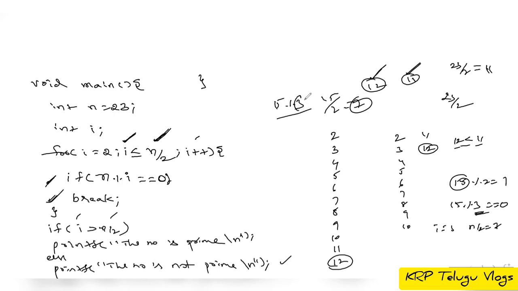So what is I value? I value is 3 only. So what is n by 2 value? 15 divided by 2 is nothing but 7. So 3 is less than 7. So we can say that the number is not prime. Clear? Yes, sir. Understood or not? Sir, understood. Okay, note down this.